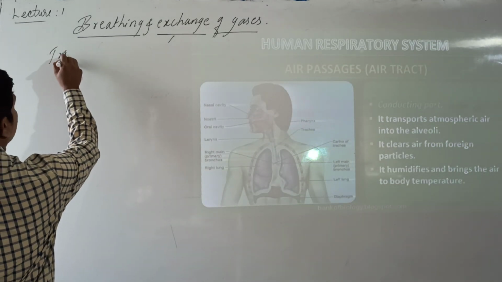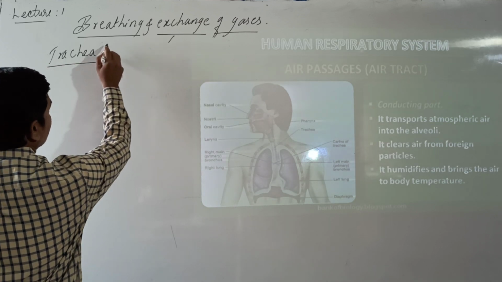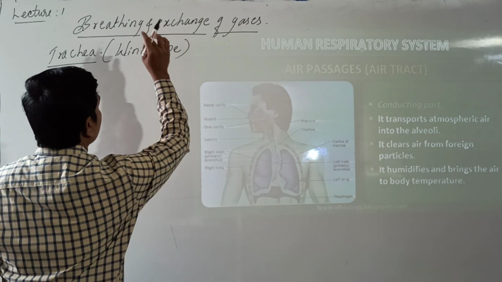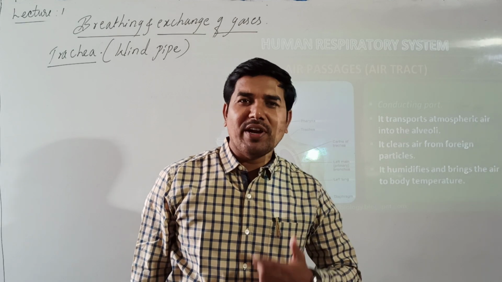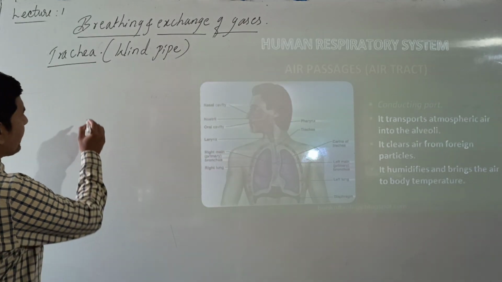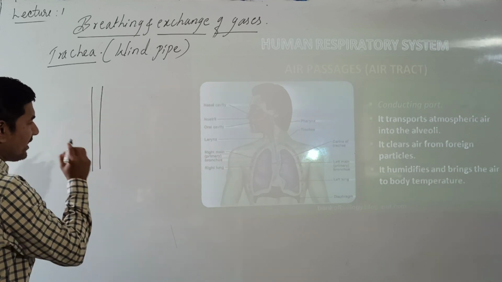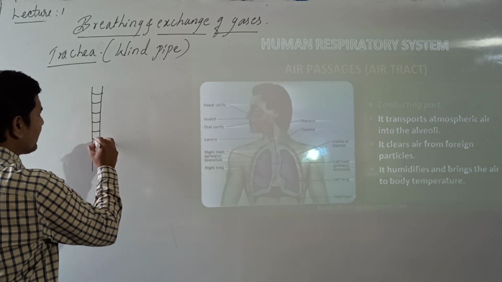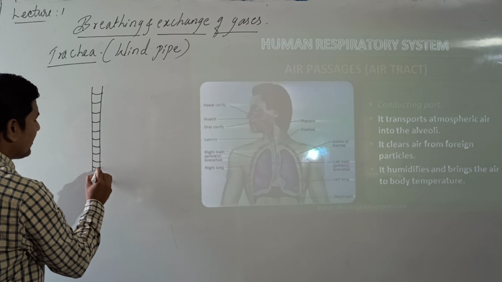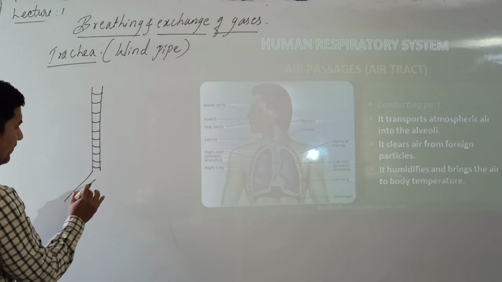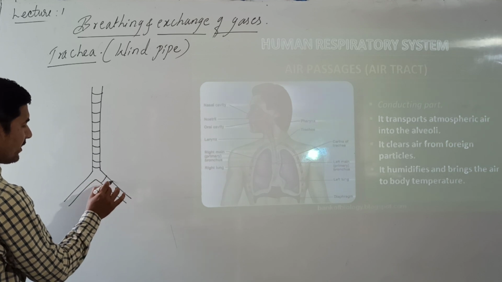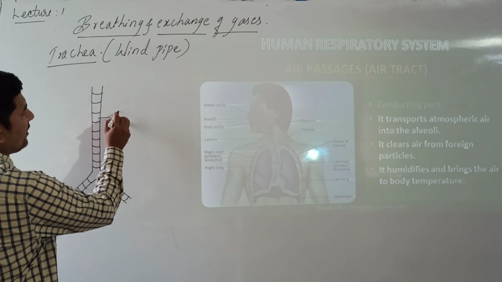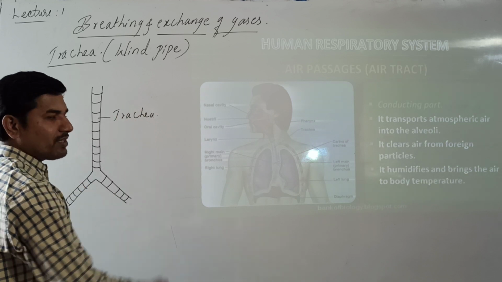Next one is the trachea. Trachea is commonly called the windpipe, or air pipe. Now this trachea is a long tube-like structure that arises from the pharynx, and it consists of C-shaped cartilaginous rings. Now this gets branched to form the bronchi. So this is the trachea, which is called a windpipe.